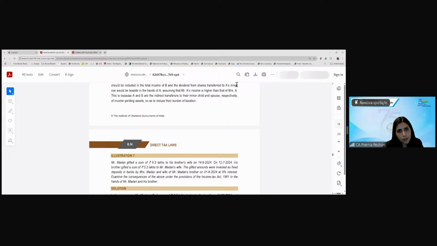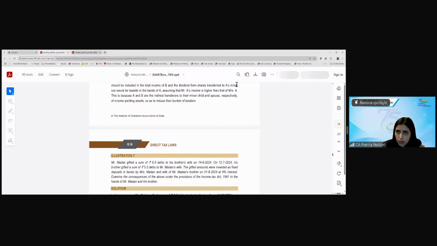See, here it's a case of cross transfer. You are right. Now, Mr. Madan has gifted a sum to his brother's wife, and his brother gifted a sum to Mr. Madan's wife. The gifted amounts were then invested as fixed deposits in the bank by Mrs. Madan and his brother's wife. So, these are in the nature of cross transfer. The income from the assets transferred would be assessed in the hands of the deemed transferor because the transfers are intimately connected to form part of a single transaction, and each transfer is a consideration for the other, by being mutual or otherwise. You have to write this kind of wording.